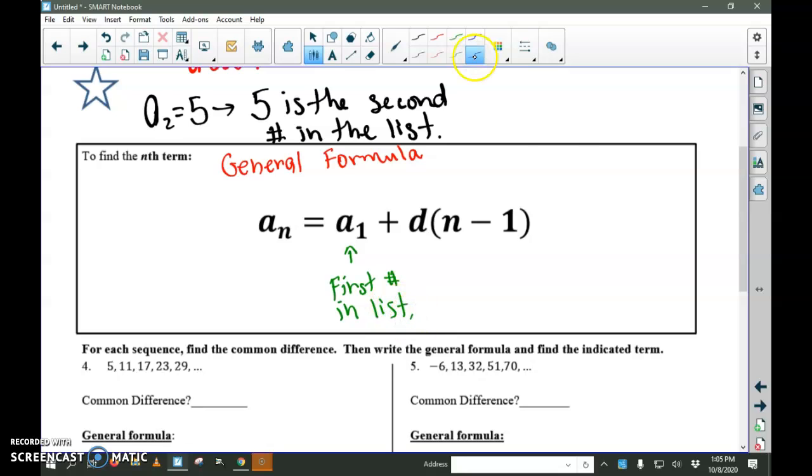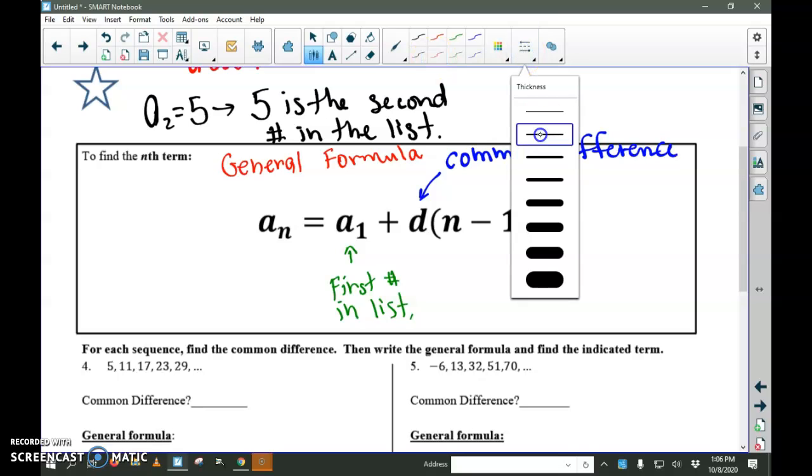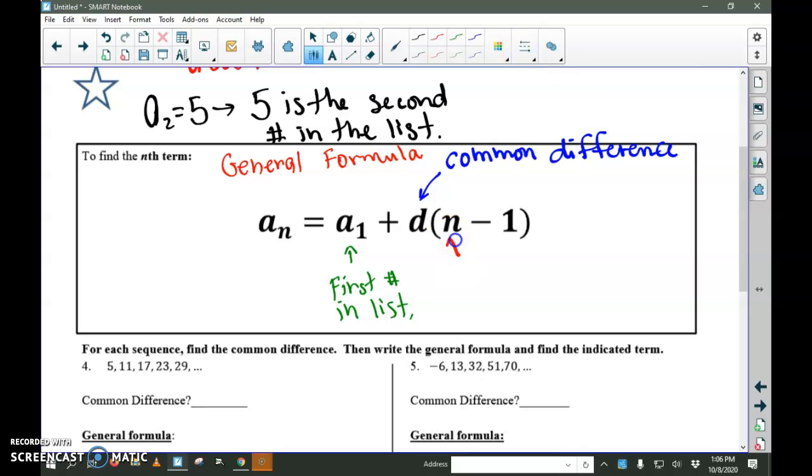Oh, and I know what d is. We talked about what d is on the front side and up above. d represents the common difference. Okay? And n, we said up above, n represents the position of the number in the list.